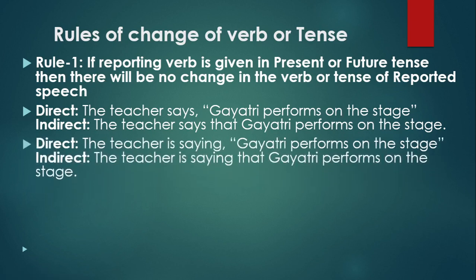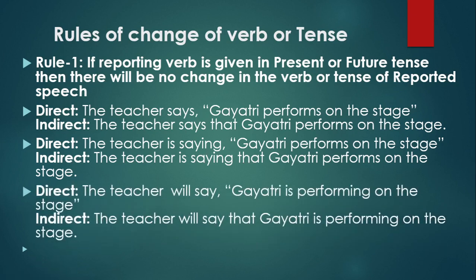The teacher is saying, Gayatri performs on the stage. Okay, so this is present continuous tense. So this is also in present form. So we will say the teacher is saying that Gayatri performs on the stage. The teacher will say, Gayatri is performing on the stage. The teacher will say that Gayatri is performing on the stage.